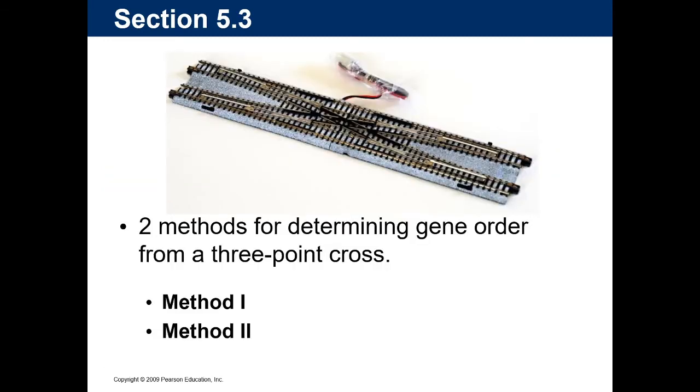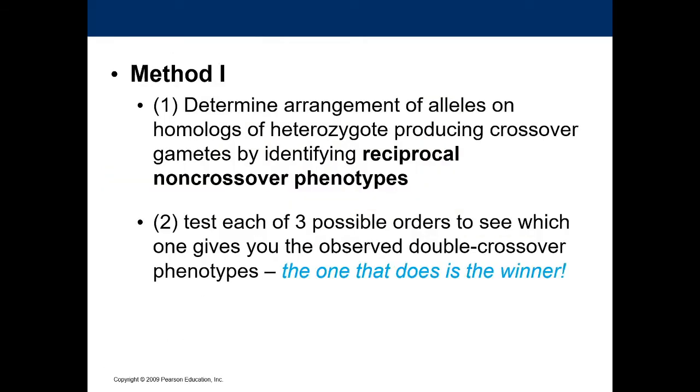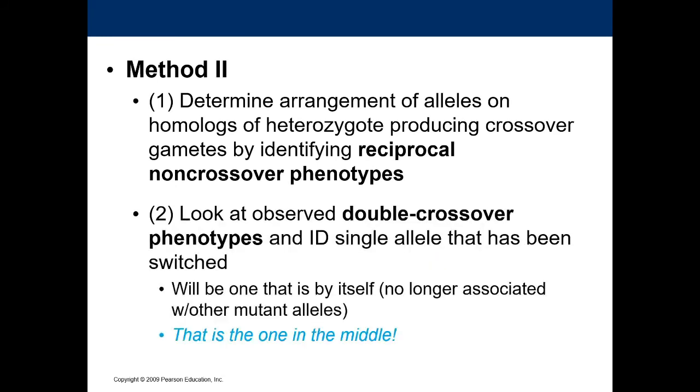Okay, so you have method 1 and method 2. In method 1, you look at the reciprocal non-crossover phenotypes and test each one of the 3 possible orders to see which one gives you the observed double crossover phenotypes. The one which does that is the winner. In method 2, you look at the non-crossover phenotypes, but you look at the single allele that has been switched. This allele will be by itself, alone. So it is no longer associated with the mutant alleles. Meaning that in double crossover, you know A, B, C, A and C have moved to the other chromosome. What's left will be B. So that one by itself is the one in the middle.